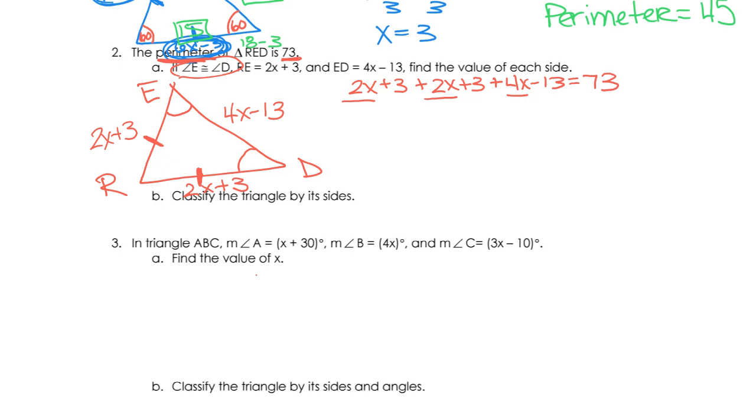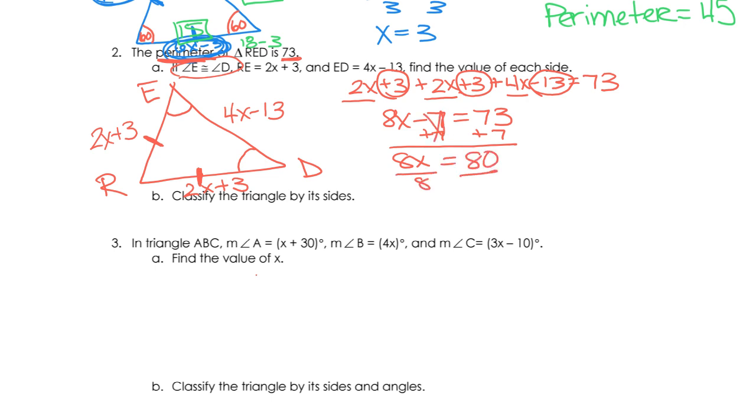All right, so we'll combine our x's, 4, 5, 6, 7, 8, 8x. Positive 3 minus 13 is negative 7, equal to our perimeter of 73. Go ahead and add 7. And we get 8x equal to 80. Divide by 8, and x comes out to equal 10.